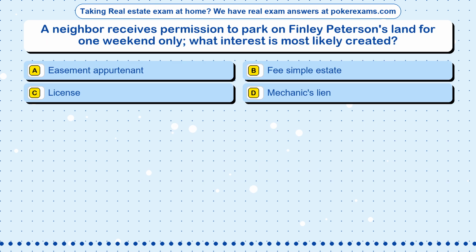Question 7. A neighbor receives permission to park on Finley Peterson's land for one weekend only. What interest is most likely created? Option A, easement appurtenant. Option B, fee simple estate. Option C, license. Option D, a mechanic's lien.